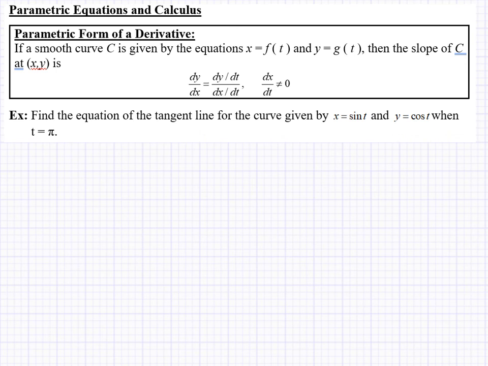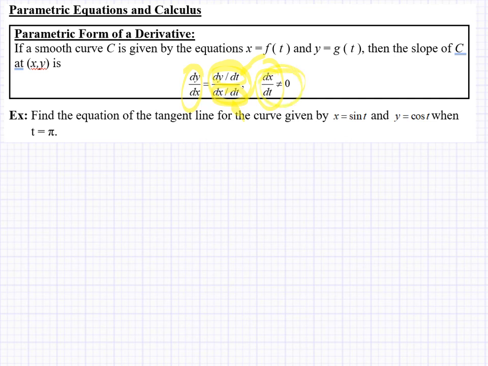Well, if you wanted to find dy/dx, you just do the derivative of y with respect to t divided by the derivative of x with respect to t. How is y changing over time? How is x changing over time? And do the two changes, dy/dt over dx/dt. Just make sure that dx/dt doesn't equal 0.